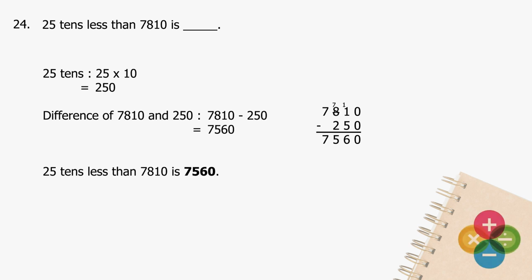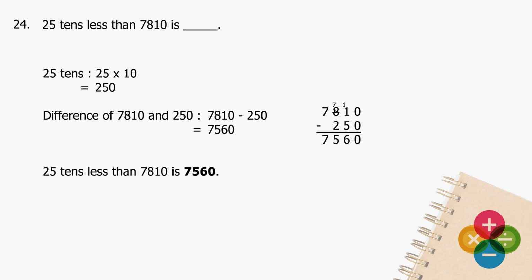Question 24. 25 tens less than 7,810 is the missing number. The value of 25 tens will be: multiply 25 by 10, and the product is 250.